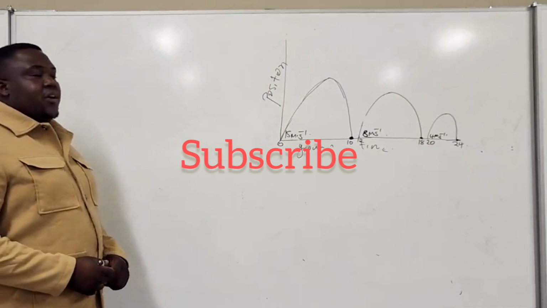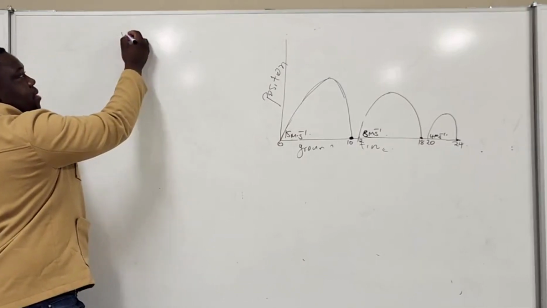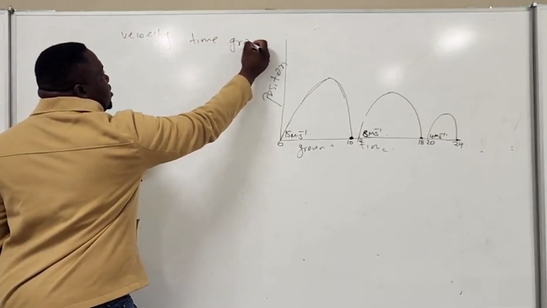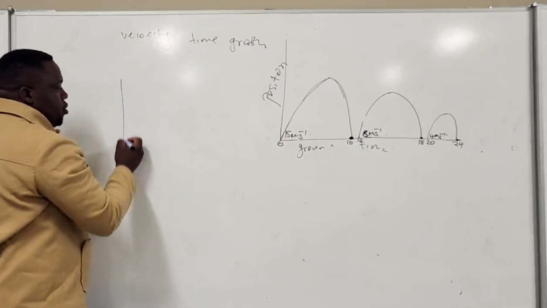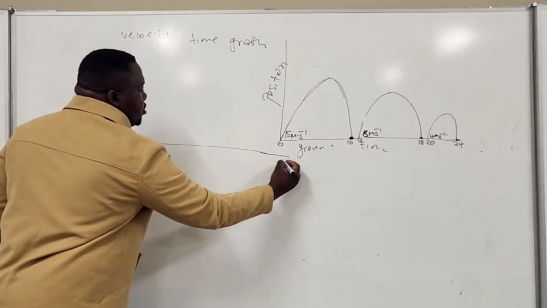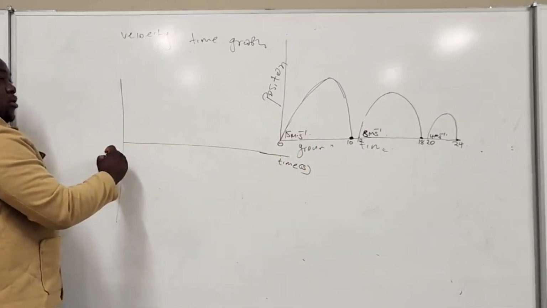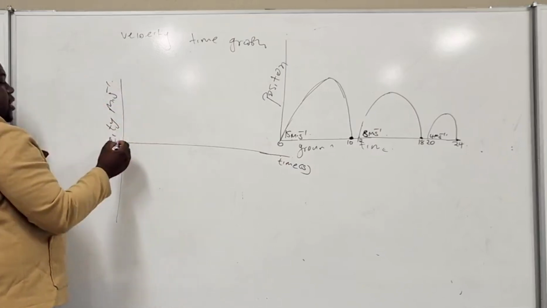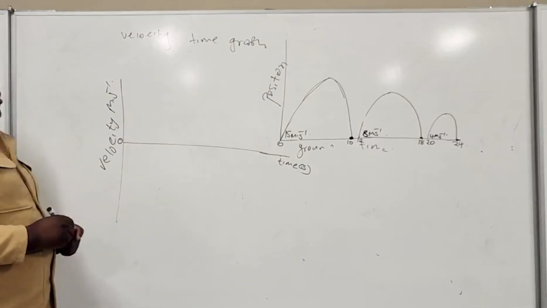So we're going to draw a velocity time graph. This is a position time graph. So the velocity time graph for this position time graph is going to be like this. We're going to have the axis. So our axis is going to be like this, and this is the time. The time is in seconds. Then we're going to have the velocity, which is in meters per second. And this is our 0 time and 0 velocity.